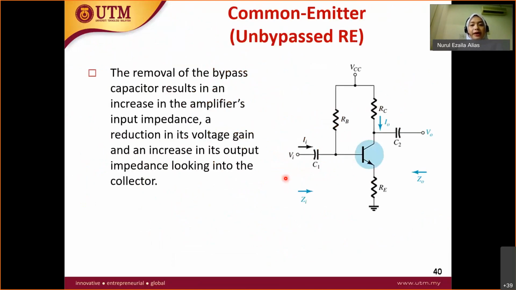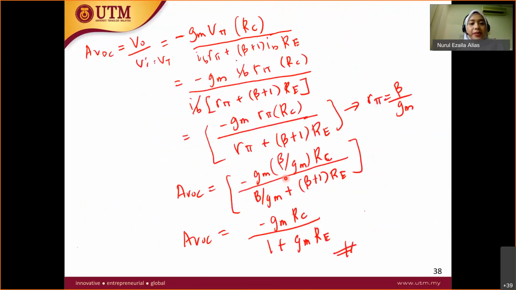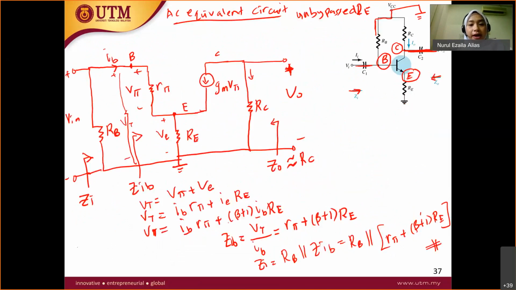Okay, so for the unbypass, let's take a look at the unbypass. Unbypass is quite complicated because you have RE here, and you don't have a capacitor, so you need to include your RE here. In order to find the Z in, it is not straight away RB parallel with R pi plus RE. If you do that, then it will be wrong. You need to find the input impedance from the base to the ground, which we call Z in B. How to find the Z in B?